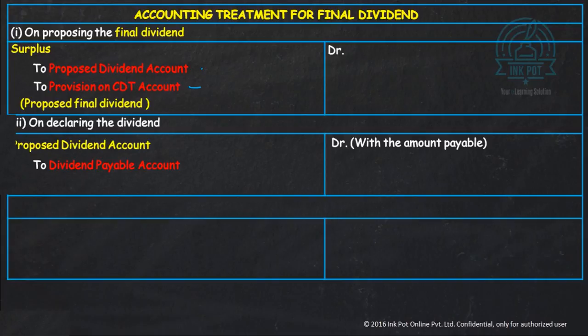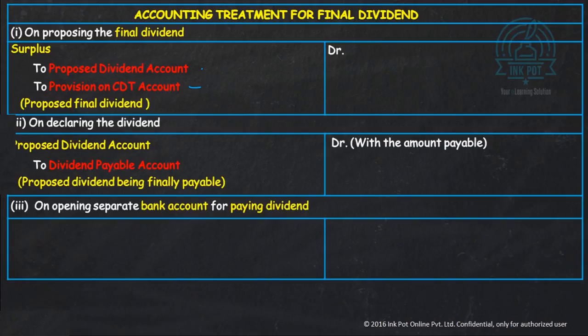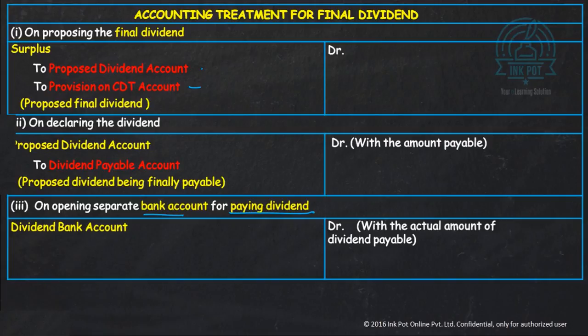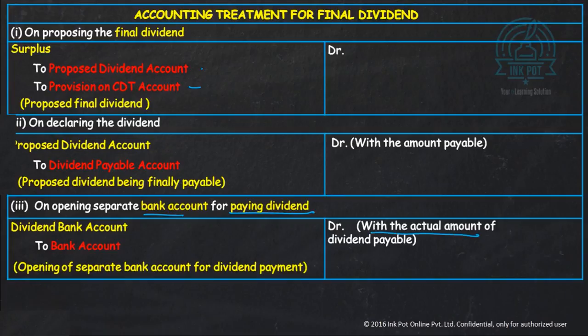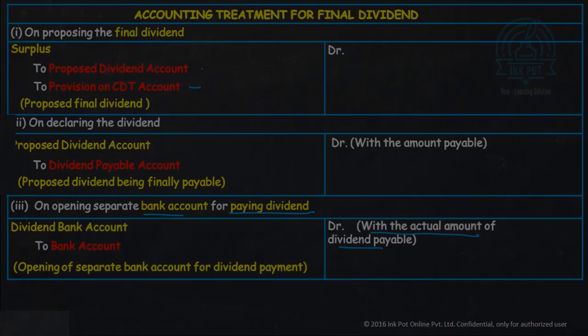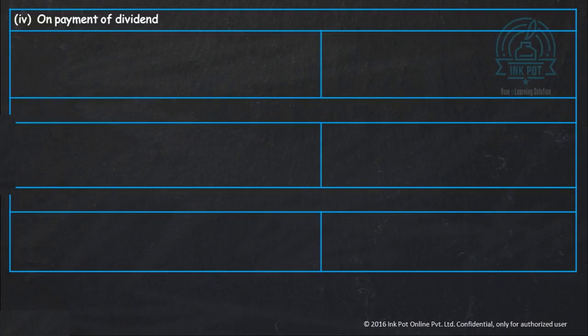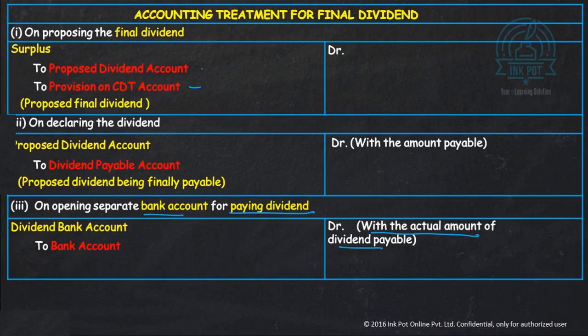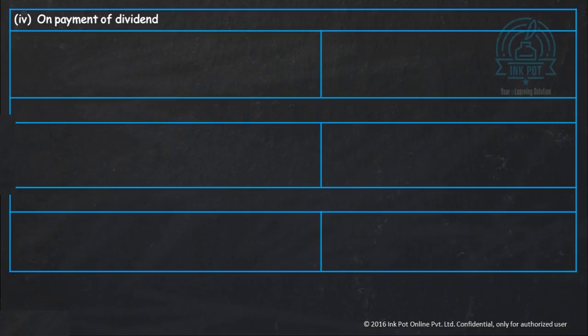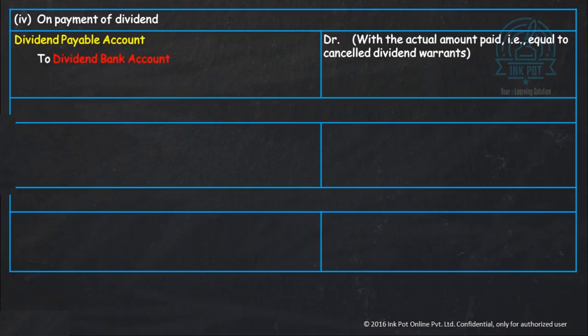Then when a separate bank account is opened for paying the dividend, the entry will be dividend bank account debit to bank account. The amount transferred is the actual amount of dividend payable to the shareholders. In the previous step we created the dividend bank account. Now, when the dividend is paid, dividend payable account debit to dividend bank account, for whatever actual amount of dividend is paid.